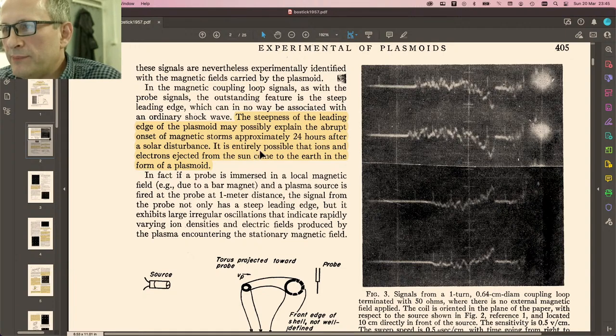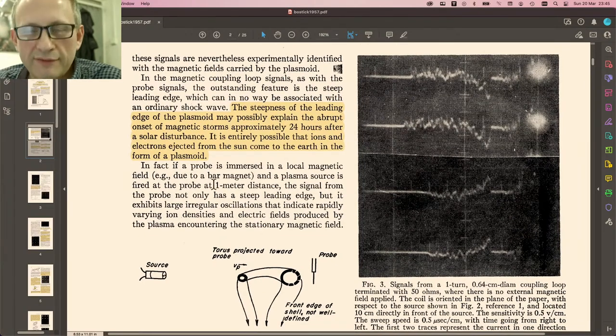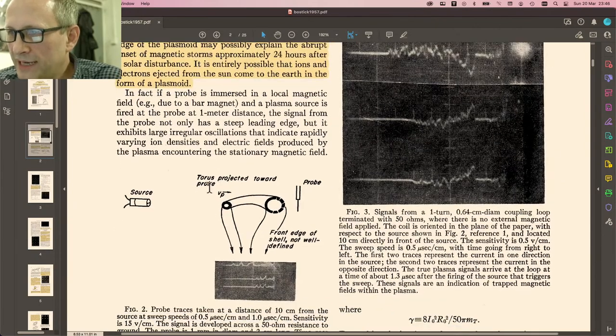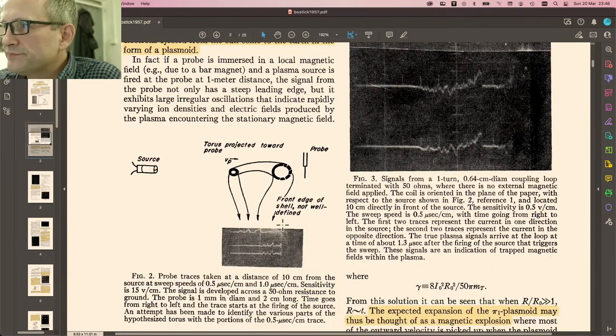It is entirely possible that ions and electrons ejected from the sun come to Earth in the form of a plasmoid. A very, very large plasmoid. And so you see these events. Okay.